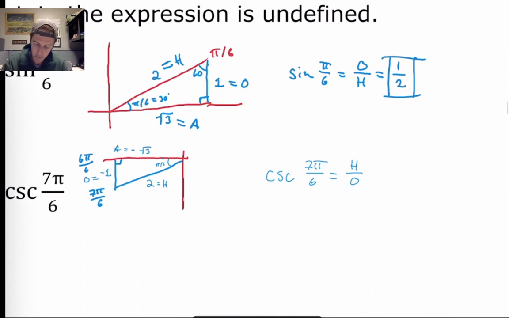We know what the hypotenuse is. It's 2. We know what the opposite side length is. It's negative 1. So our final answer is 2 divided by negative 1, which is negative 2.